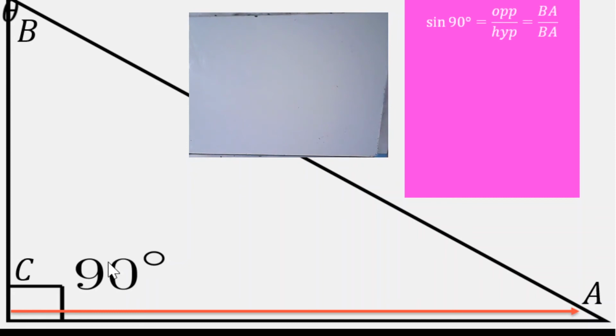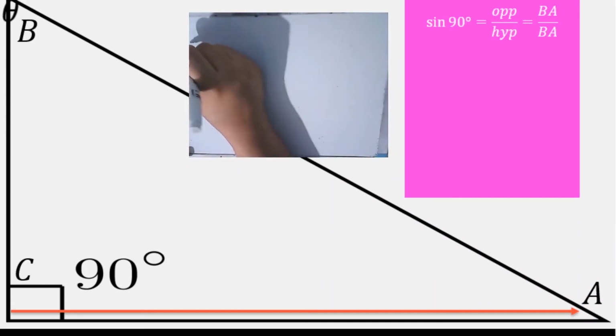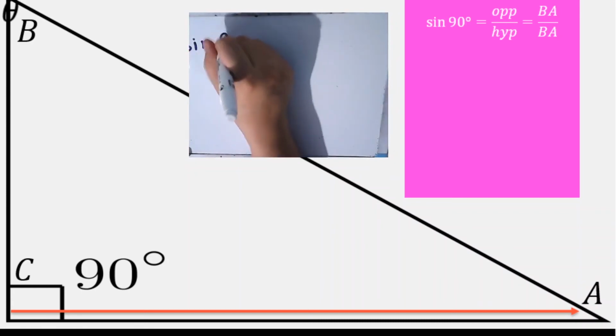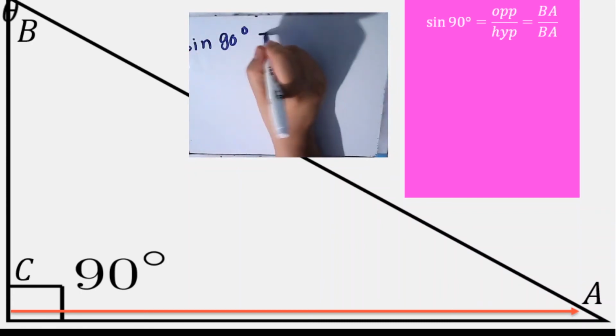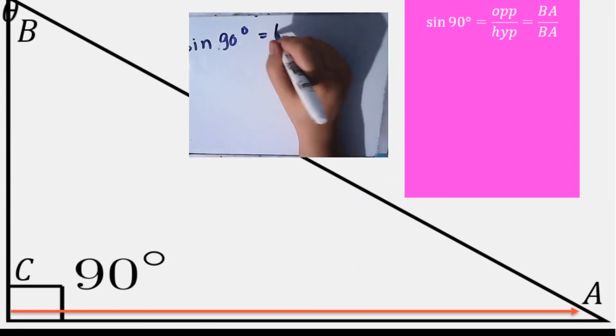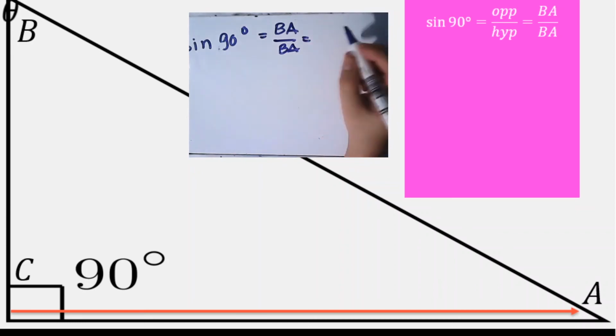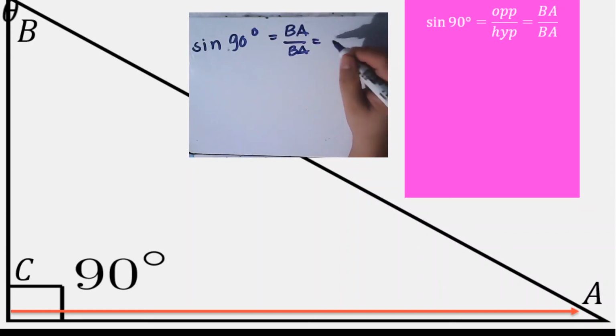Let's have sine 90, which is equal to opposite over hypotenuse. The side opposite the 90 degrees is BA, and the hypotenuse is also BA. Therefore, sine of 90 degrees is the hypotenuse over itself, and any number divided by itself is always 1.